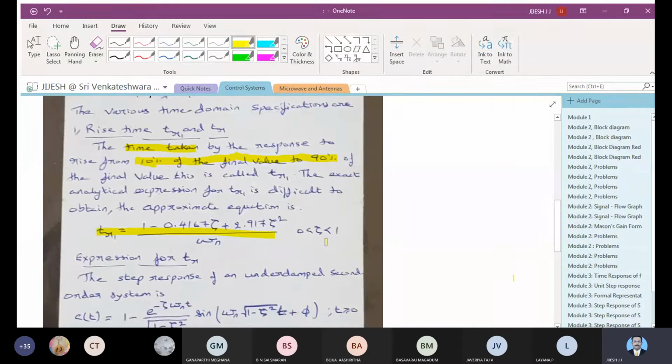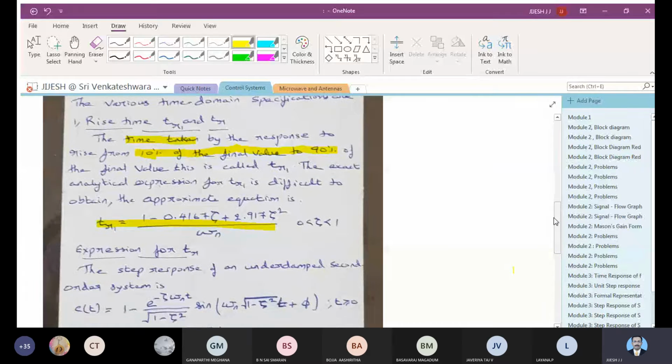For the expression, I have already told you that we just have to remember the expression for the underdamped second order system, which we studied in the previous class, for C of t. That equation you need to use here for further simplification, and we will see how the equation will be there for TR.